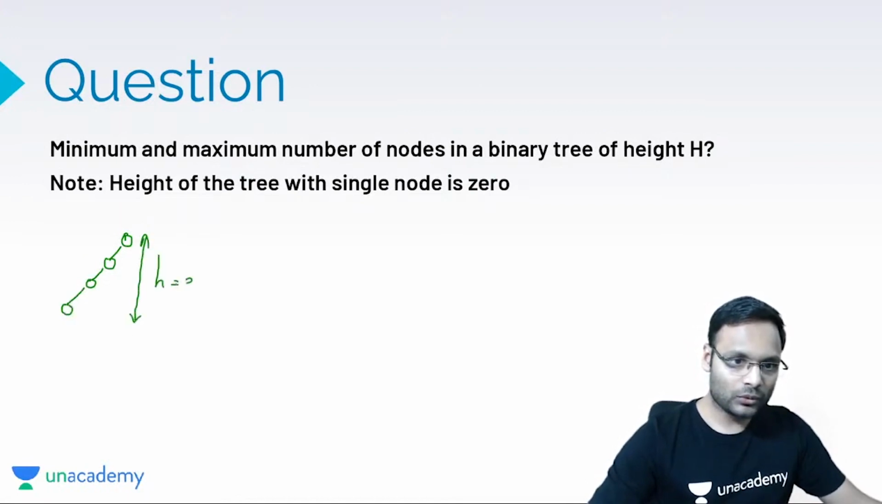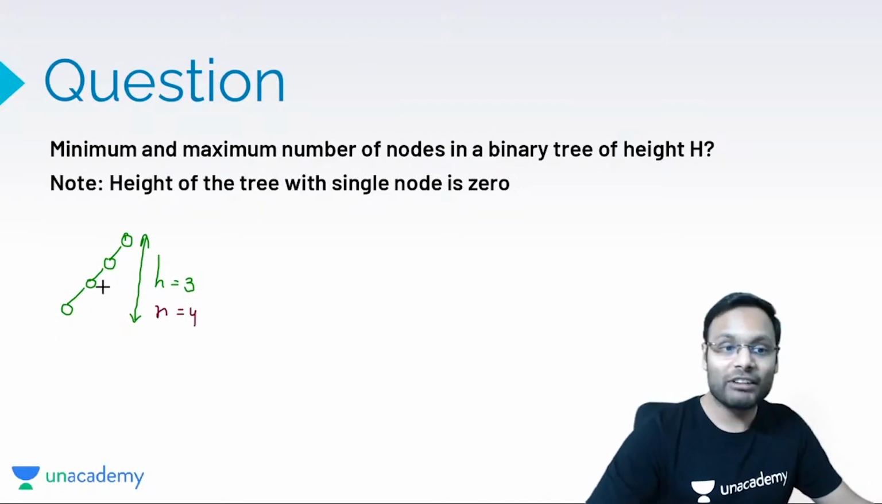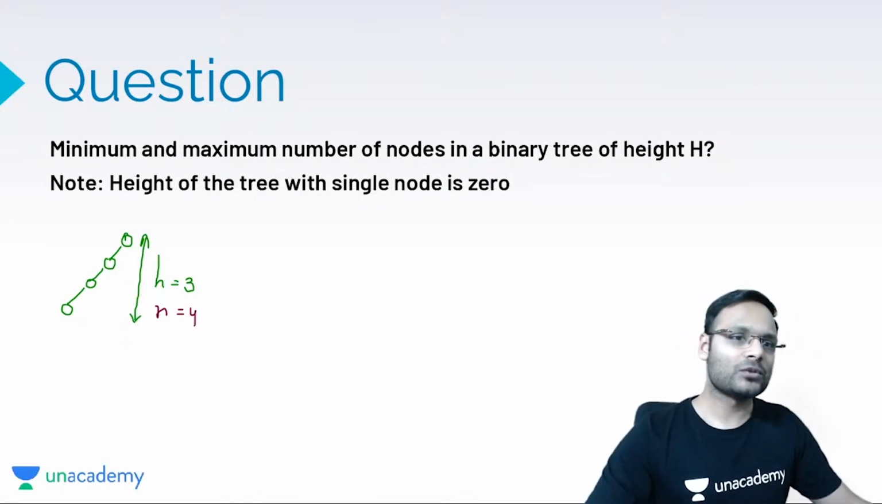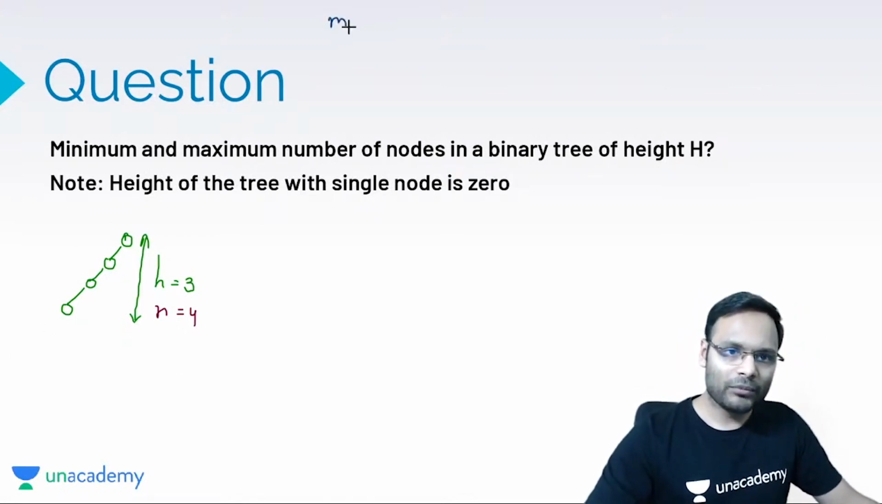H is equal to 3. 0, 1, 2, 3. Number of nodes are 4. Minimum. Each level has a single node, height will be 3, number of nodes are just 4. Minimum will be equal to h plus 1.